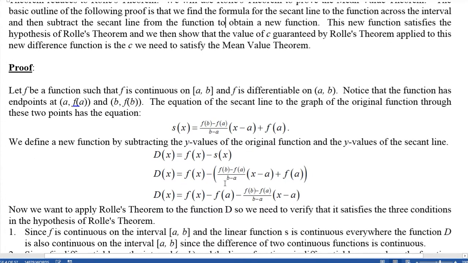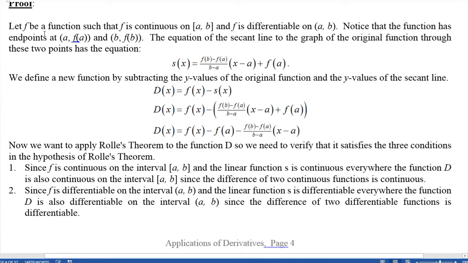And really the proof is pretty straightforward. What we're going to do is, let's just show you here. We're going to take a function f that satisfies those conditions: it's continuous on a closed interval [a, b] and differentiable on the open interval (a, b). And of course that makes its endpoints (a, f(a)) and (b, f(b)).